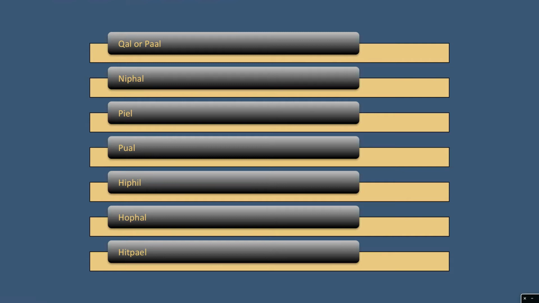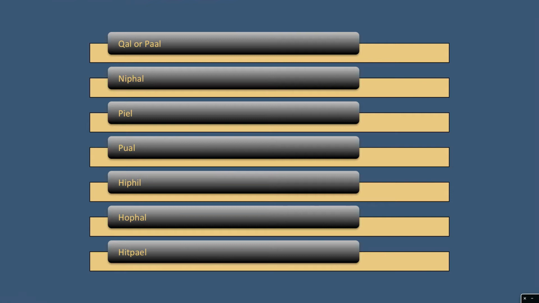And then our next cluster, the hifil, with the passive hofal. Hifil often tends to be causative. So if I say shama, he heard, from the kal, and then I place it into a hifil pattern, which would be hishmia, that would mean to cause to hear, which might be to announce or inform. Again, the hofal is simply its passive form.